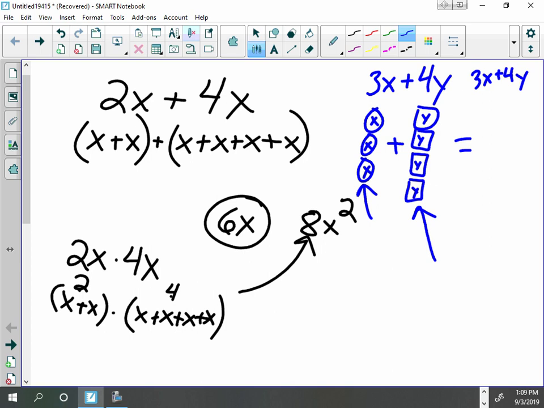Okay. What if I wanted 3x times 4y? Well, it's multiplication now. So 3 times 4 is going to be 12xy. Does that make sense? So you cannot add terms together unless they are like terms. But you can multiply terms together. That's totally fine.